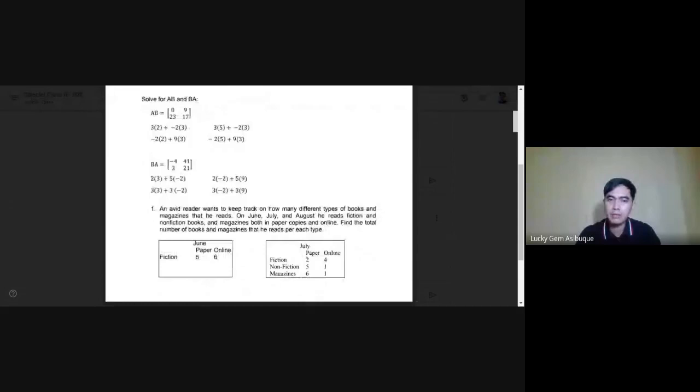So, punta tayo dito, may word problem. Okay? So, an avid reader wants to keep track on how many different types of books and magazines that he reads. Okay? On June, July, and August, he reads fiction and non-fiction books and magazines, both in paper copies and online. Find the total number of books and magazines that he reads per each type. So, dito, may isang reader daw, pinapahanap sa atin kung ilan yung total copies, okay, na binabasa niya ng mga books per each type. Okay, kaya nakita nyo sa first matrix natin ito.